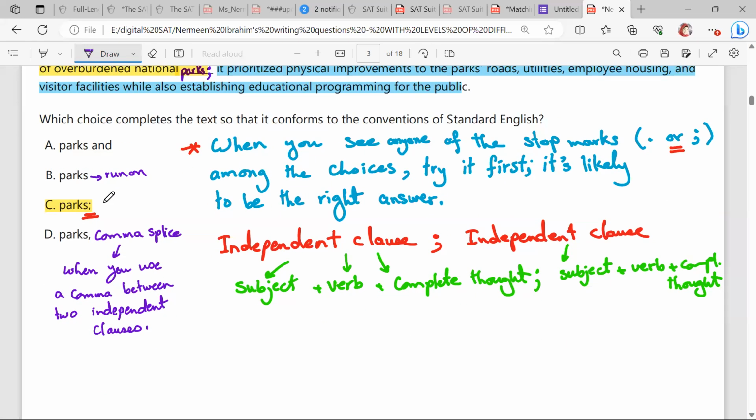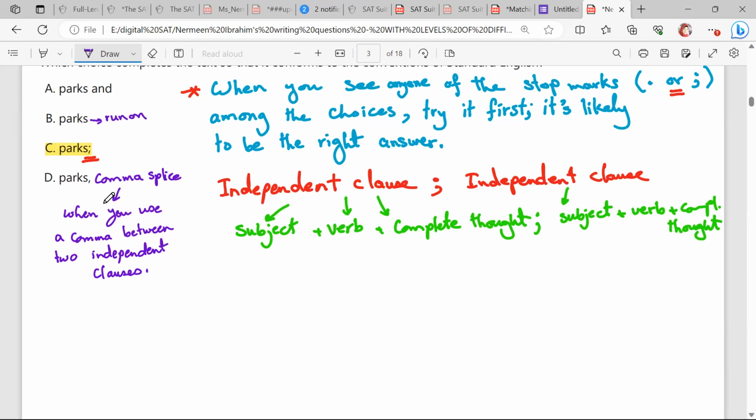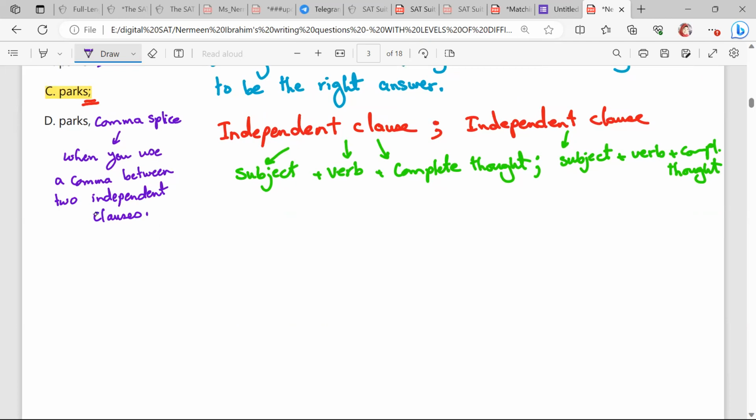Okay? Yes. Thank you. You can take note: when I have two independent clauses, you can put a period, or you can put a semicolon, or you can put a comma plus any of the FANBOYS. FANBOYS means for, and, nor, but, or, yet, so. And this is how you punctuate independent clauses.